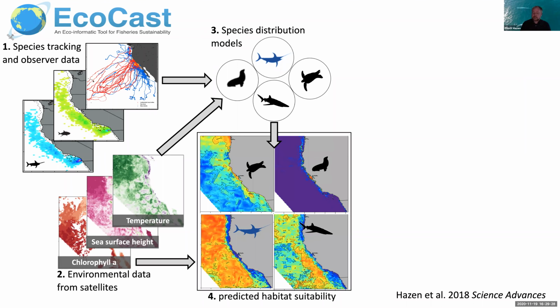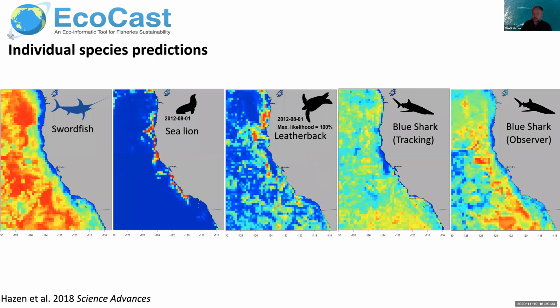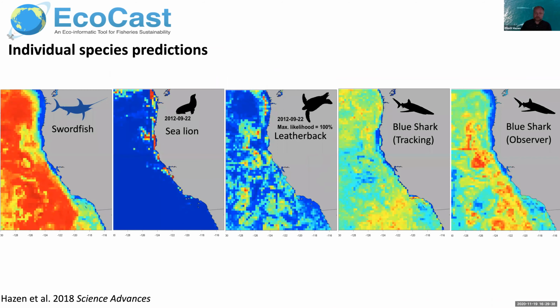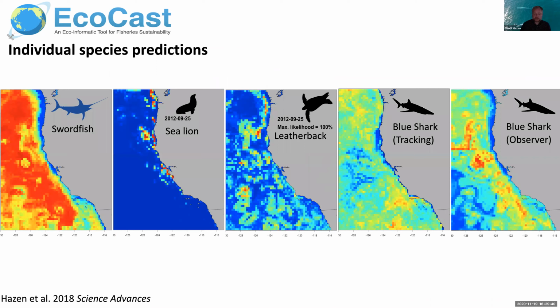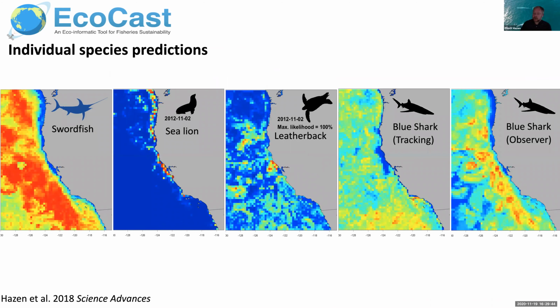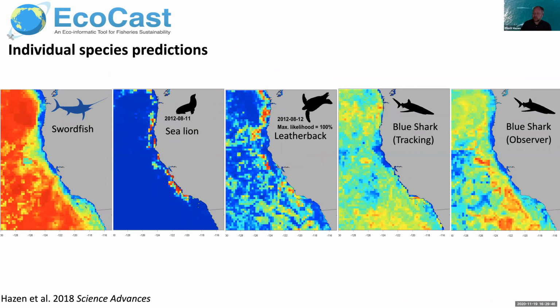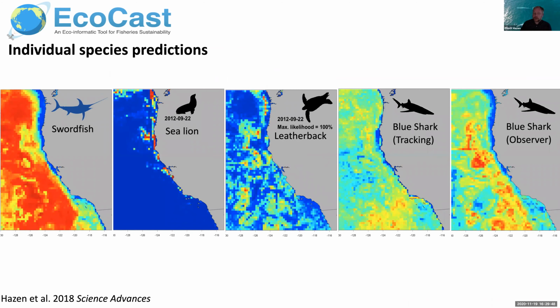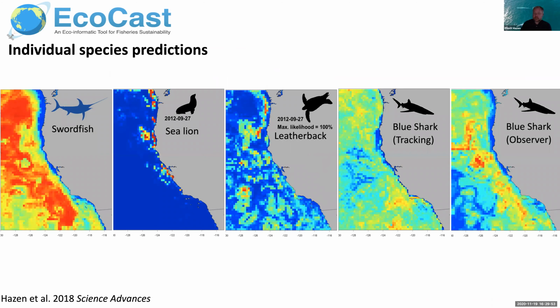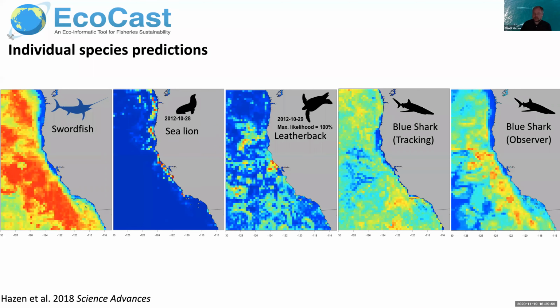So these predicted habitat suitability maps are then taken and shown here for just about 5 months in 2012. So you see swordfish on the left from the observer data, California sea lions from telemetry data, leatherback sea turtles from telemetry data, blue shark from tracking telemetry data, and then blue sharks from the observer data on the right. So one of the encouraging parts looking at these individual species predictions is we're not seeing huge jumps in space or time, day to day.